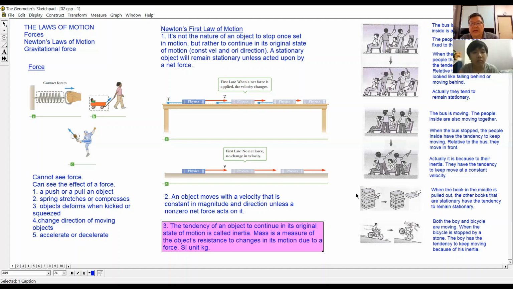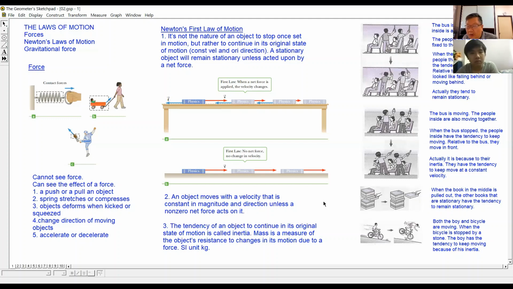Now the first law of motion is also known as the law of inertia. If an object is moving with constant velocity, it will continue to move. What causes it to continue to move is the inertia of the object. Another thing, if an object is stationary, it will remain stationary. It has the tendency to remain stationary, and that tendency is called the inertia of that object.